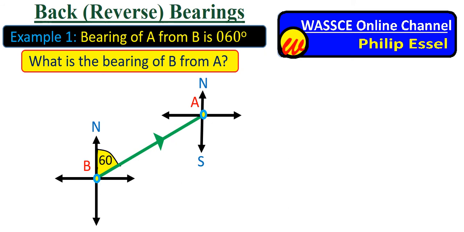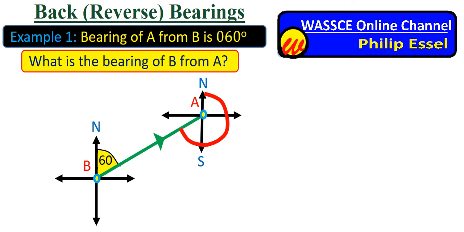We will then start measuring our angle from the north pole of the position A, or the point A, backwards until we meet the green line. Now this angle represented by the red arc is the bearing of the point B from the point A. But how do we find its actual value? Let's quickly look at how we can do this.